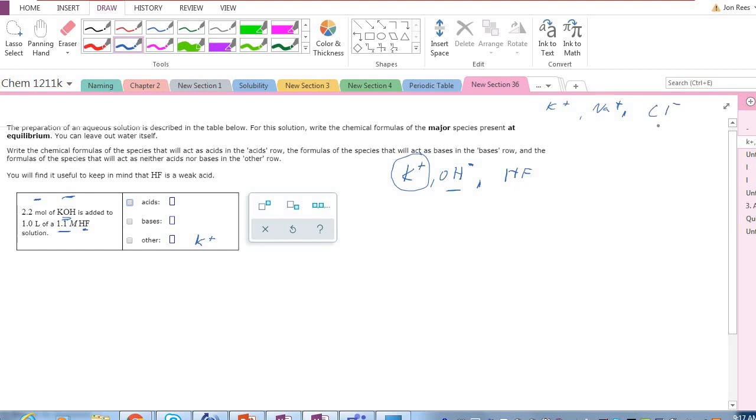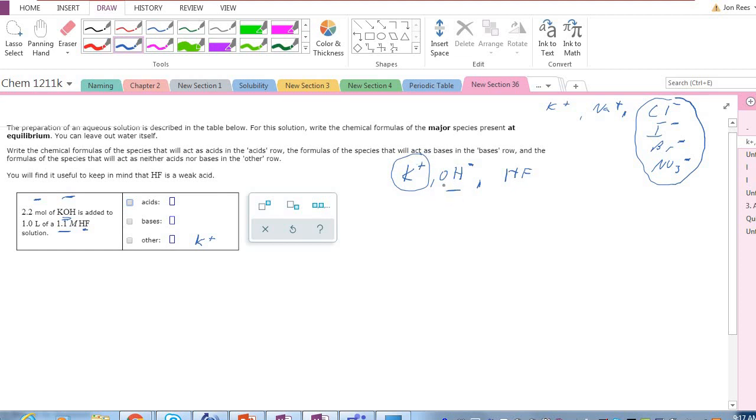Cl minus is always going to be an other, I minus is always going to be an other, Br minus, NO3 minus is always going to be an other. That's because these are all conjugates of very strong acids. Okay, so that's just a reminder. So let's go back to this problem.